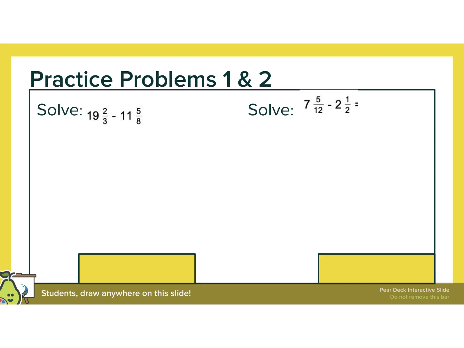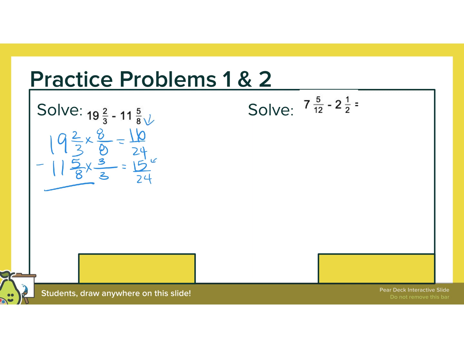Let's see how you did for practice problem 1. I'm going to rewrite it. 19 2/3 minus 11 5/8. Common denominator, I can multiply, and it's going to be 24. Three to 24 means I'm multiplying by 8. That gives me 16. 8 to 24 means I'm multiplying by 3. Gives me 15. Oh, yay, this is an easy one.